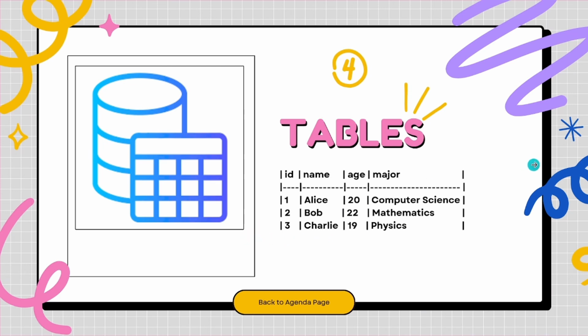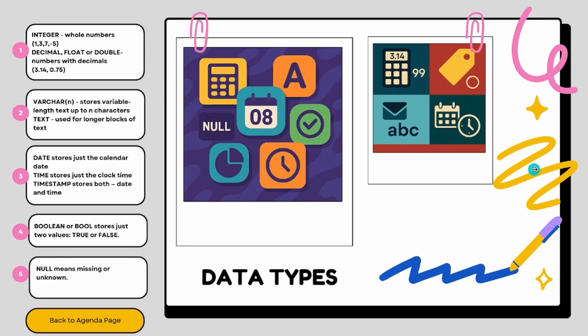Now let's go one step deeper. Data types. Every column in a table must have a specific data type, and that tells SQL what kind of data to expect from that column, and how to store and search the data from that column, and how to validate the data in that column.